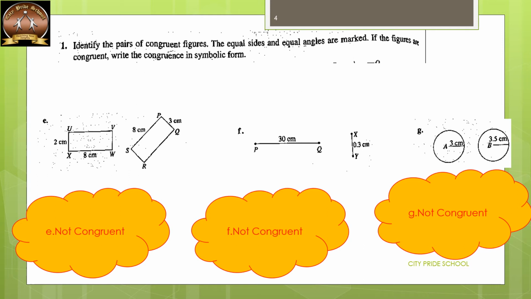So we'll come to question number G. You have a circle of 3 centimeters and one more circle of 3.5 centimeters. Two circles will be congruent if the radii are the same. But here, since the radii are different, we will say that these two circles are not congruent.